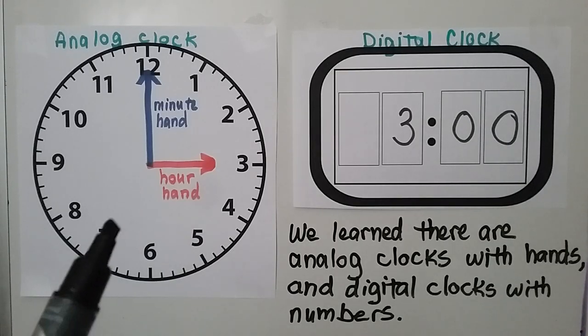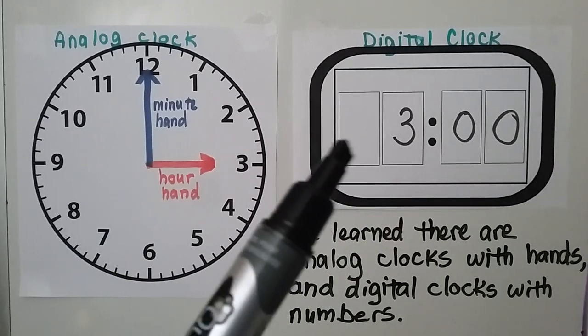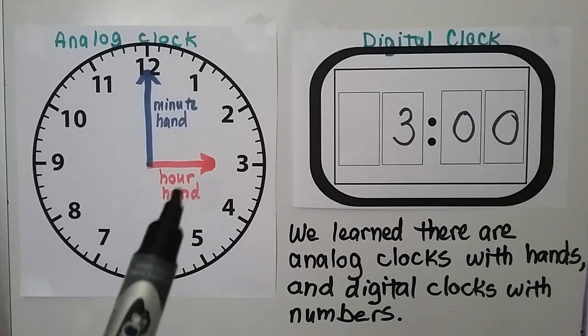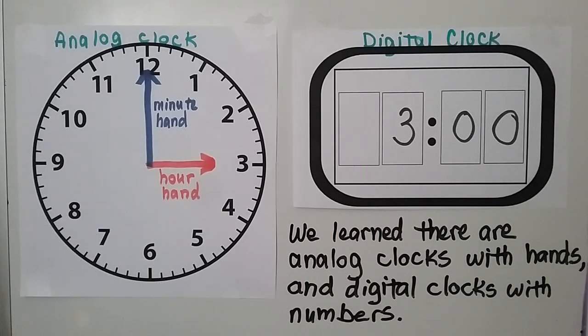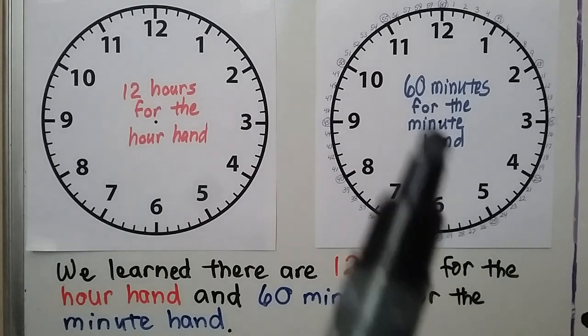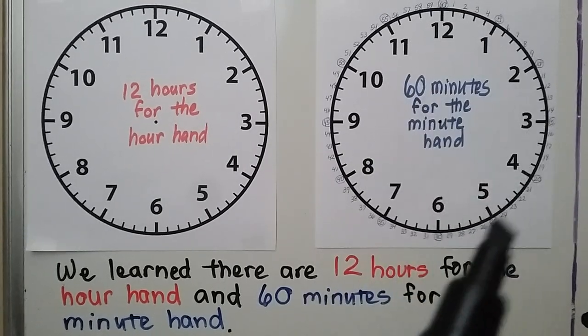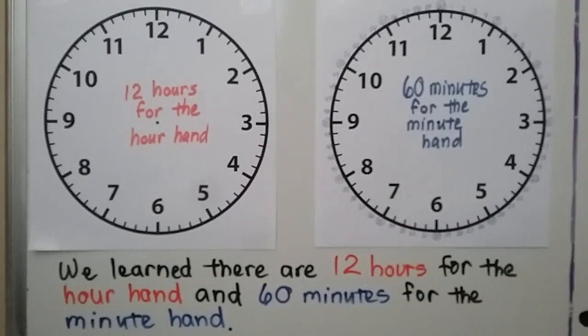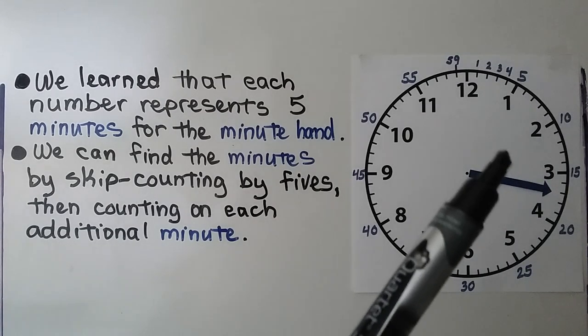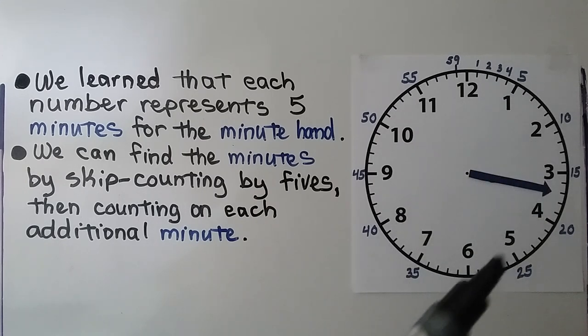And we learned that there's an analog clock that has hands and digital clocks that have numbers. On the analog clock, the short one is the hour hand and the long one is the minute hand. And we learned that there are 12 hours for the hour hand and 60 minutes for the minute hand. And we can count them going from 1 all the way around to 60, back up to the 12. We learn that each number represents 5 minutes for the minute hand. And we can find the minutes by skip counting by 5s, then counting on each additional minute.